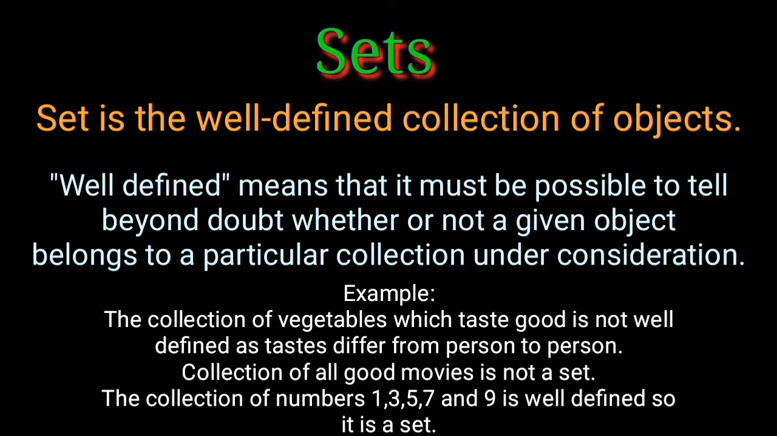For example, the collection of vegetables which taste good is not well defined, as taste is different from person to person. The collection of good movies is again not a set. The collection of numbers 1, 3, 5, 7 and 9 is well defined, so it will be a set. In the first and second examples, we can't say beyond doubt what tastes good or which movie is interesting, so they are not sets, whereas the third example is a set.